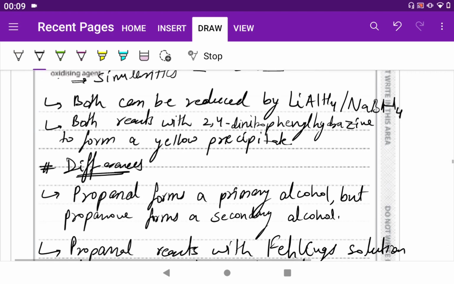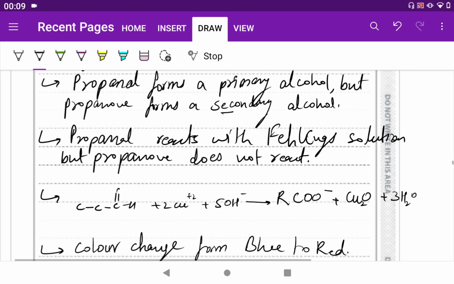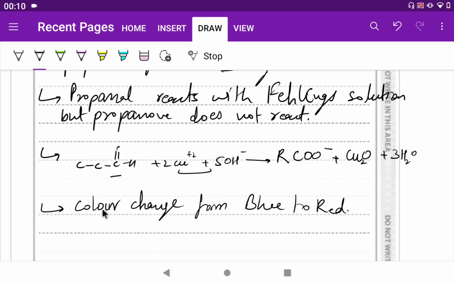What are the differences? Propanal forms a primary alcohol, but propanone forms a secondary alcohol. Propanal reacts with Fehling's solution, but propanone does not react. And the reaction is for this: this is an aldehyde and this is Fehling's solution, and it reacts to form this. The color changes from blue to red in the Fehling's reaction.